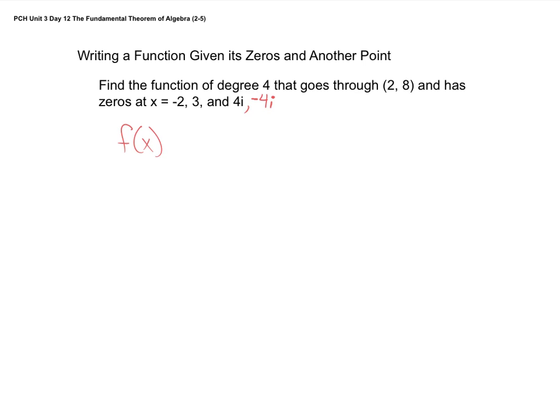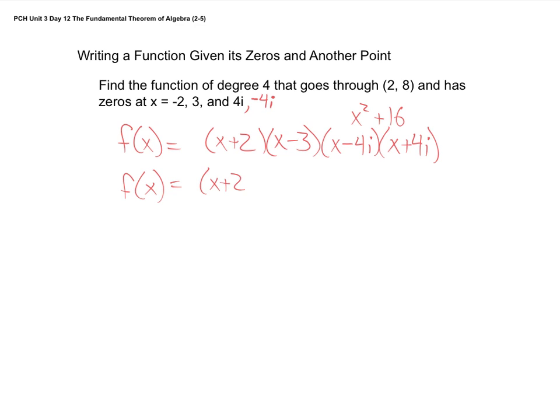Let's look at how we would find this. First of all, we start writing our function with linear factors. Since we know all of the zeros, we can figure out what the linear factors are. What's one linear factor? x plus 2, because -2 is a zero. Another? x minus 3. And another? x minus 4i and x plus 4i. If you FOIL that together, you get x squared plus 16. So f(x) equals (x plus 2)(x minus 3)(x squared plus 16).